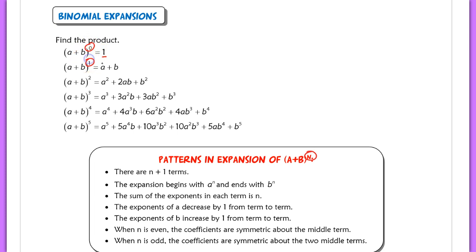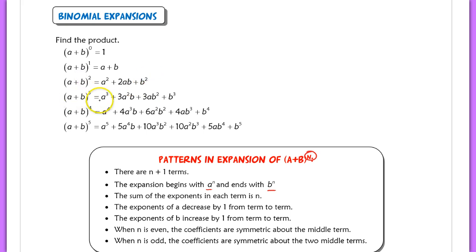So here I have a power of 1, here I have 2 terms. Here I have a power of 2, 3 total terms, and so on. So that means if I ask you to find a plus b to the 30th power, you know automatically that there should be 31 terms in that product. Also, the expansion begins with a to the n and ends with b to the n. So for example here, if I looked at a plus b squared, here I have a squared. It begins with the first term to that power, and it ends with our second term to that same power.